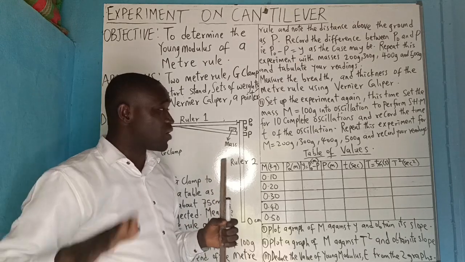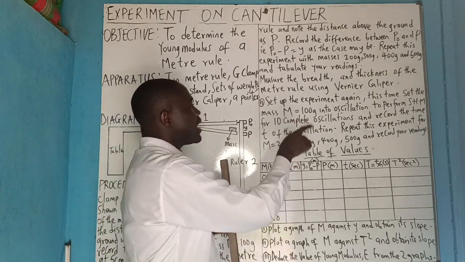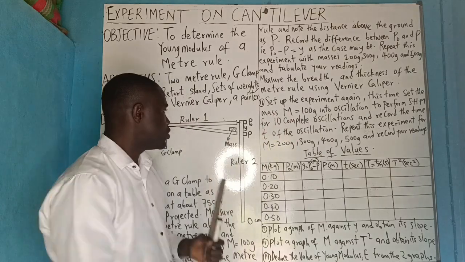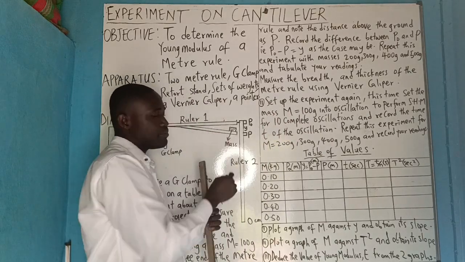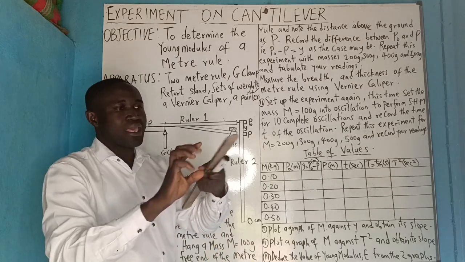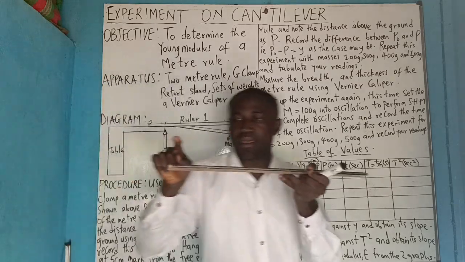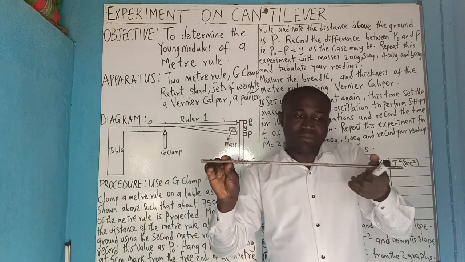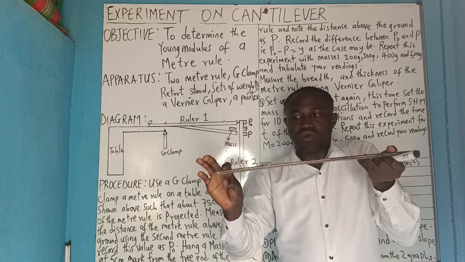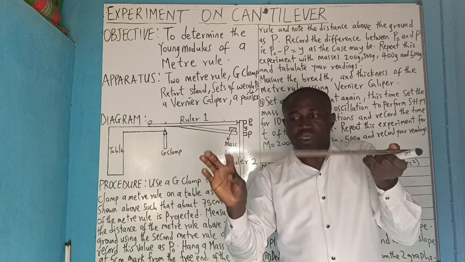Set up the experiment again. We want to see another experiment. This time, set the mass M equal to 100 gram into oscillation. When I put the mass M here, are you getting it? The meter rule is clamped. I put the mass M.